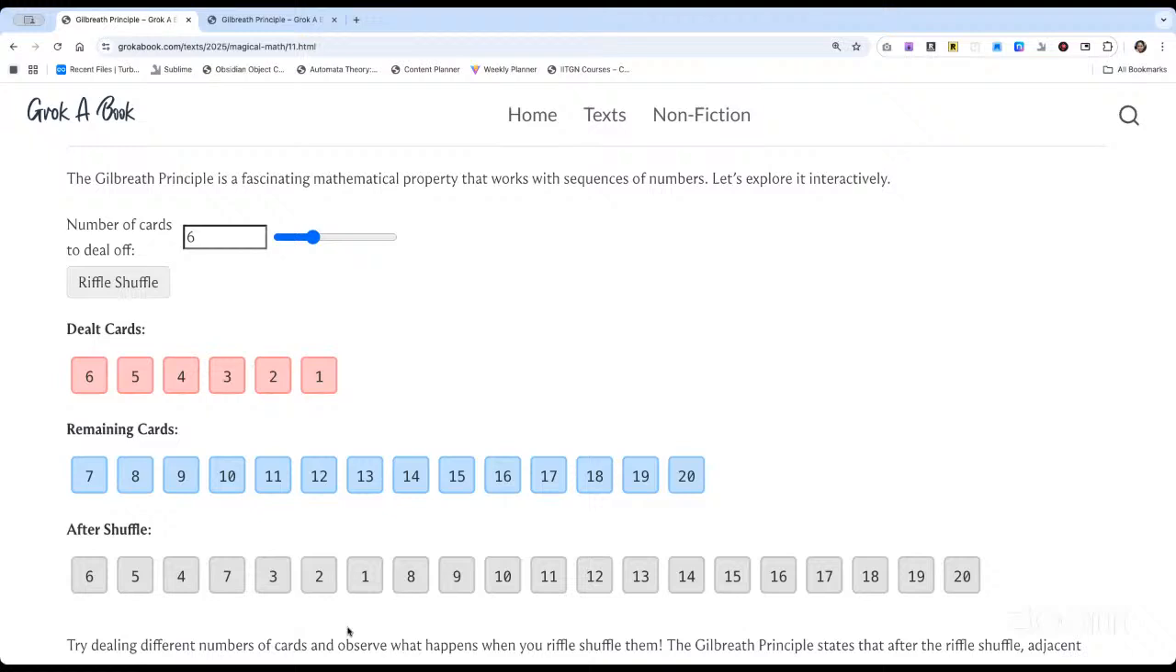But you pay a price for it, because in the original Gilbreath permutations, you could deal off any number of cards and riffle them. It didn't have to be half and half. Here, in the beginning, it has to be half and half, but after the riffle, you get a free cut and you still get some properties to be true.